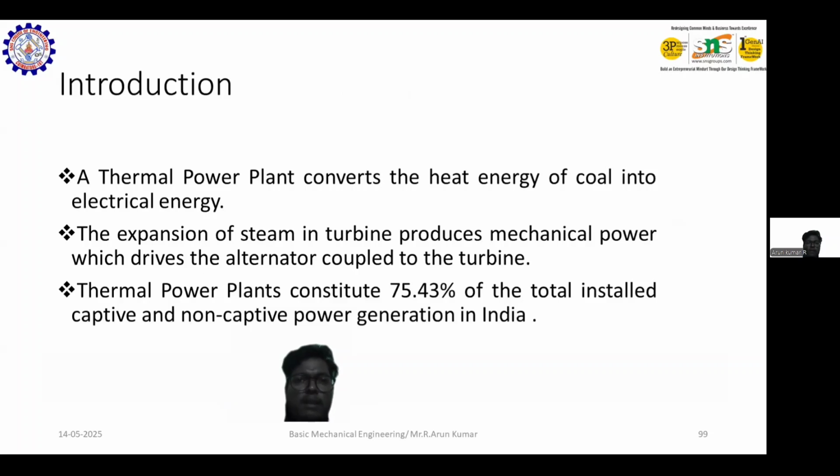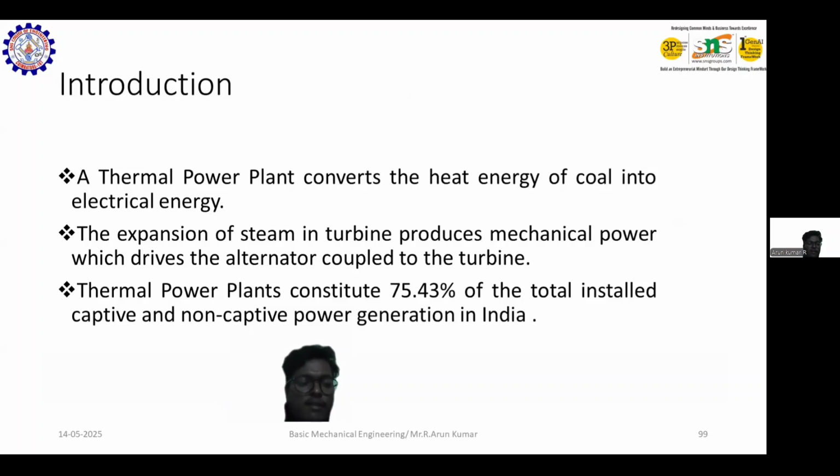Thermal means heat energy, and that heat energy is converted into electric energy. These are the processes. So in a thermal power plant the main working is that we generate heat, and that heat is transferred into electric energy.